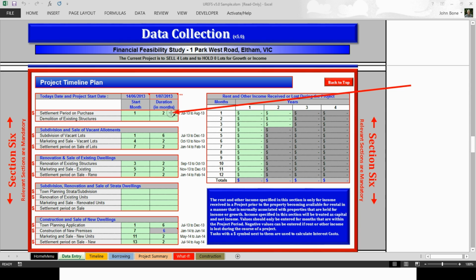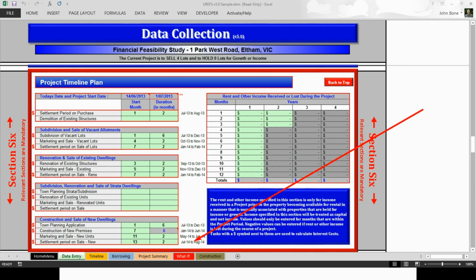You will notice that there are two columns for the input data. The first column is for the start month, and this is the month that the project or the task will start in. The second column is for the duration, and this is the duration, in months, that the task will take. At the top of these two columns, there are two dates. Above the start month is today's date, and that date is taken from the system date, and above the duration column, there's the project start date, which is calculated from the system date. The date that is calculated would generally be the first day of the following month. This date is then used as the basis for converting the start month and the duration to real dates, which you see in the middle of the screen.